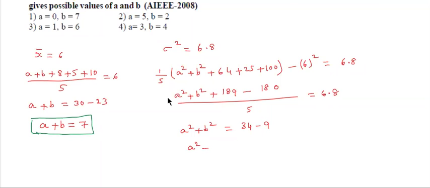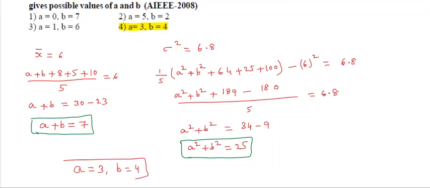Overall, observe here, a square plus b square value. How much are we getting? 25. By observing both conditions, verify the options. A square plus b square value 25 is possible where? Only the fourth option. 3 plus 4 is 7. 3 square plus 4 square is 25. So by verification, we got a value is 3, b value is 4. Students, have you understood? By verification, we got the answer.